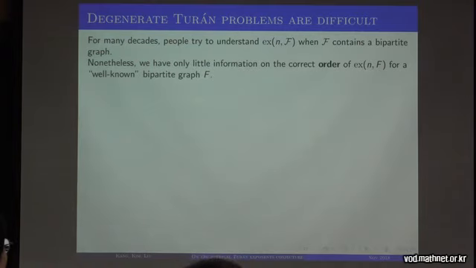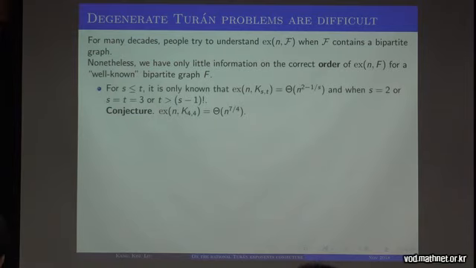But despite their effort, we have only little information on the correct order of the extremal number, even for well-known bipartite graphs. For example, for a complete bipartite graph K_{s,t}, the extremal number has order n to the 2 minus 1 over s when s is equal to 2, or both s and t are 3, or t is sufficiently larger than s. The smallest example we don't know is K_{4,4}. We don't know whether this is the correct order, even for this small graph.